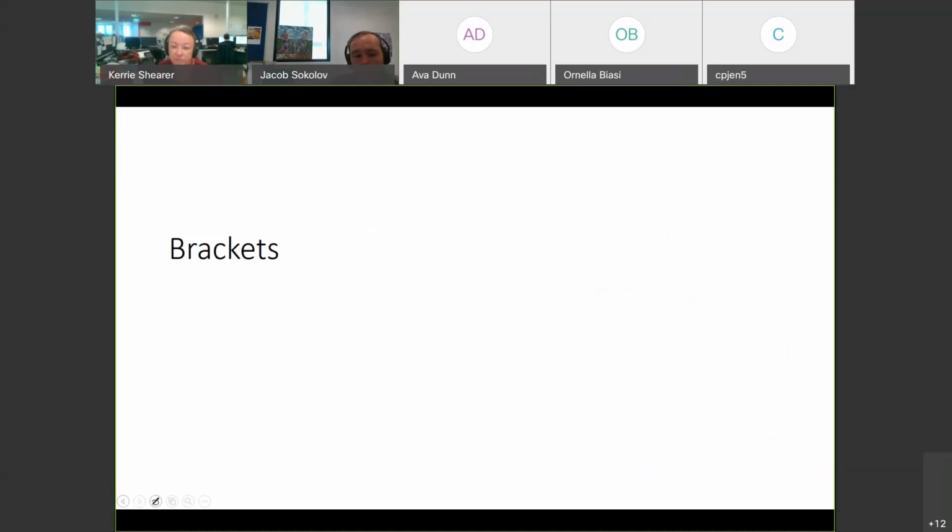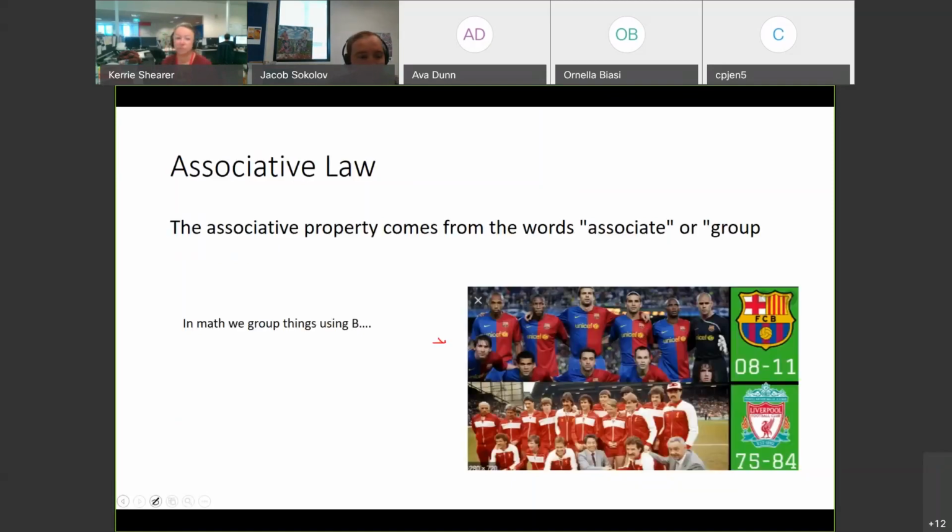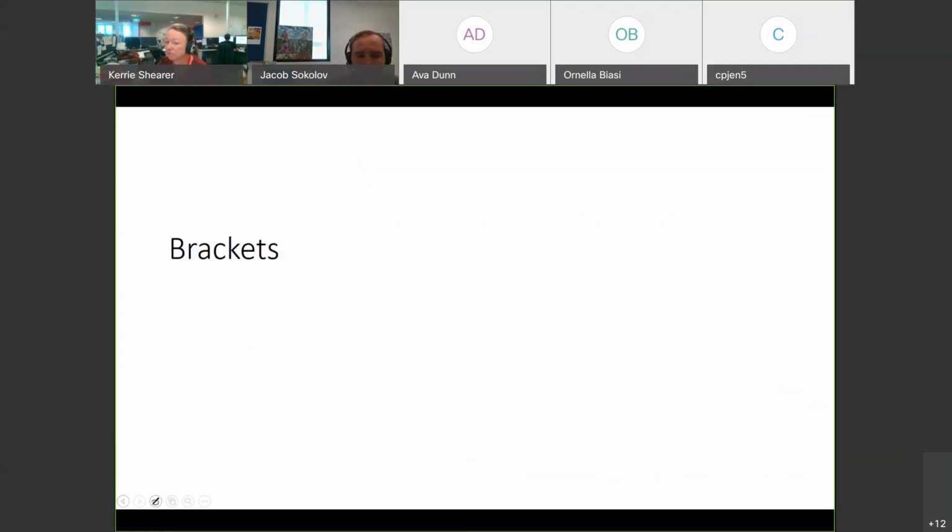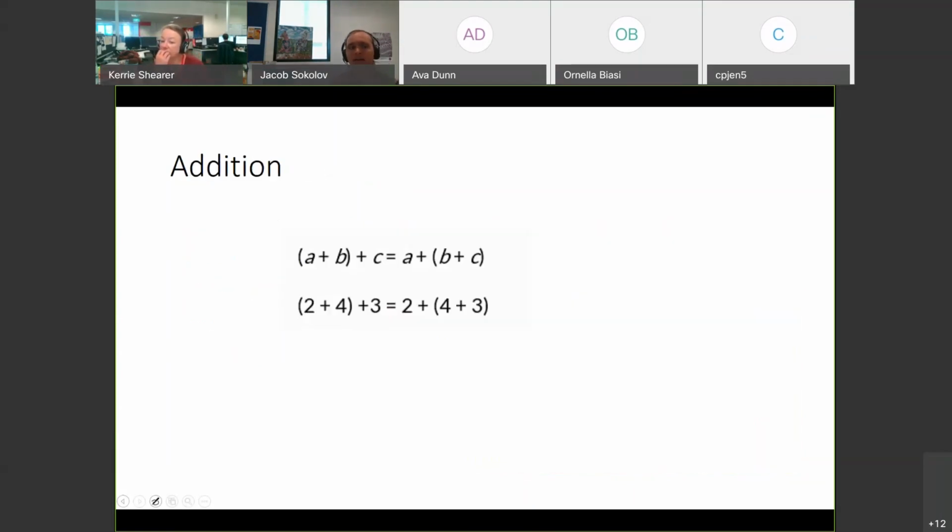The associative law. We group things in math using brackets. Has anybody used brackets here before in the chat? Yes, no? Ornella, have you used brackets? Awesome. Yep. So the associative law is we're putting in brackets. It doesn't matter for multiplication and addition where we put the brackets.